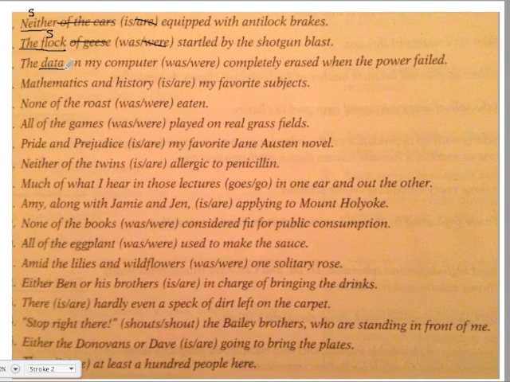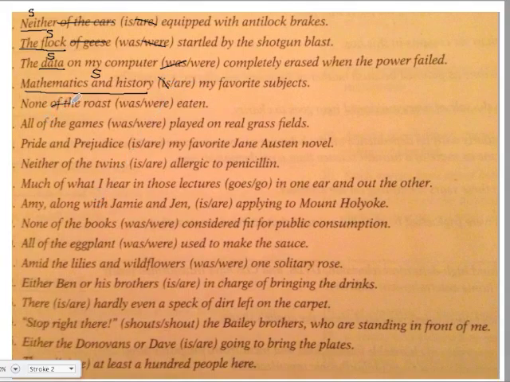Data is the subject, and it's plural. So the data on my computer were completely erased when the power failed. Mathematics and history are both subjects. Are is the correct verb, my favorite subjects.